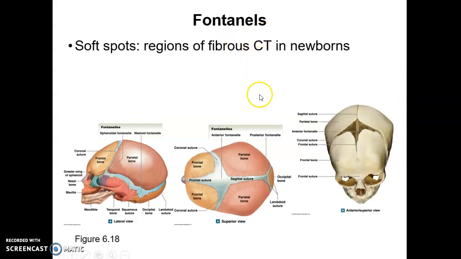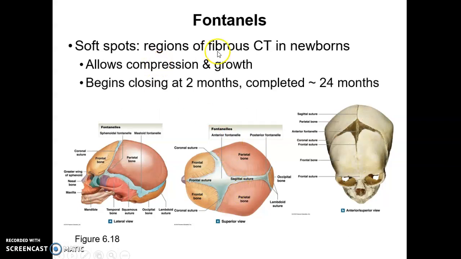And finally, fontanelles, fibrous connective tissue soft spots on the skulls of newborns, fetuses. So this connective tissue has not been fully ossified or converted into solid bone, and that allows for compression of the skull during birth, so it can go through the birth canal, and then for rapid growth of the brain after birth. And it's not until about 2 years of age that all of the fontanelles fully ossify and become solid bone.